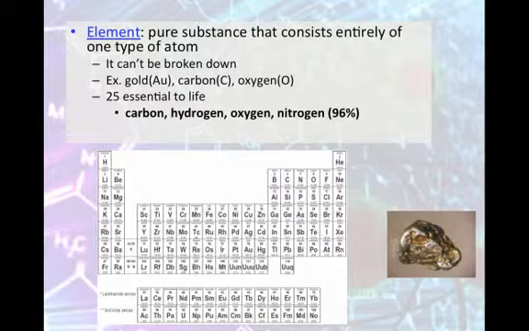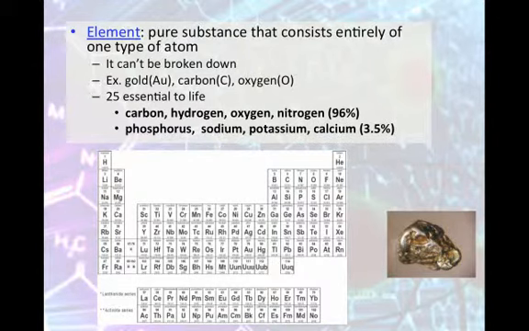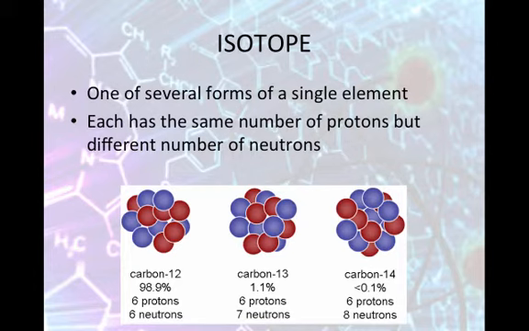There are 21 others, and some other more common ones are phosphorus, sodium, potassium, and calcium, which make up about 3.5% of living things. An isotope is one of several forms of a single element.